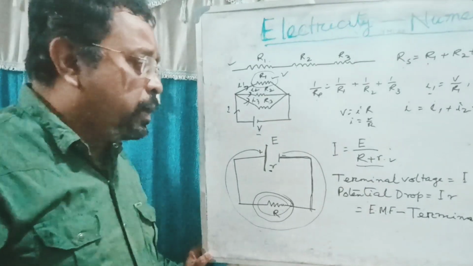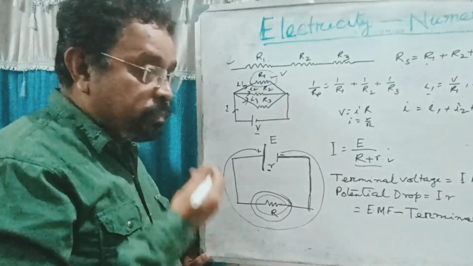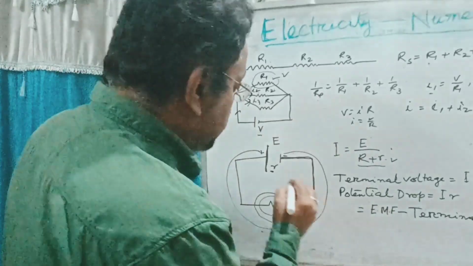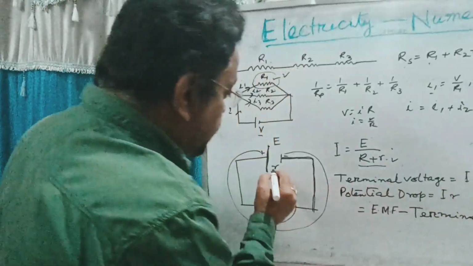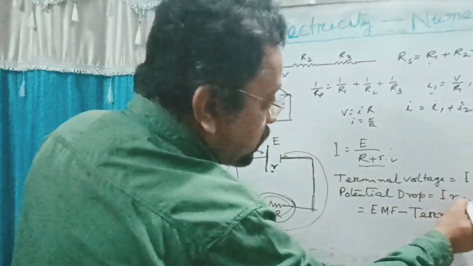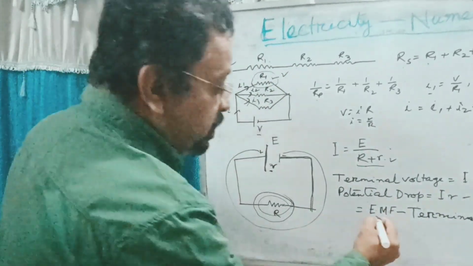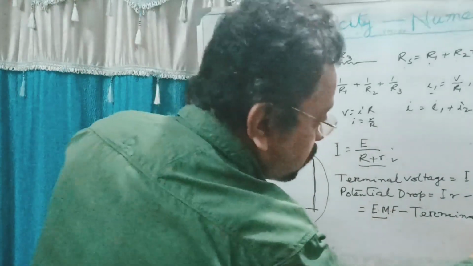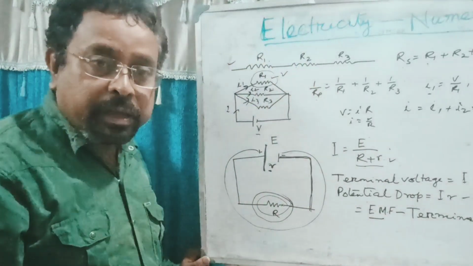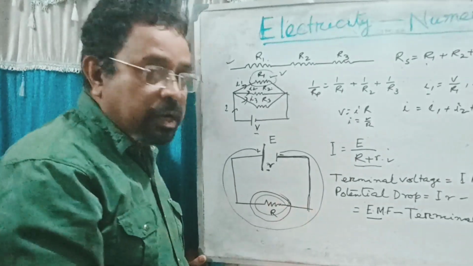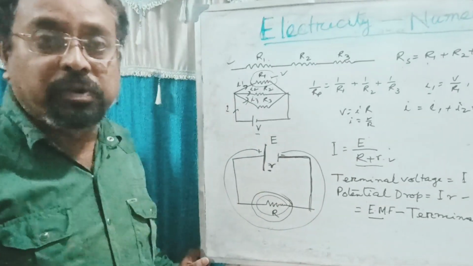Am I clear? Now potential drop. What is potential drop? Potential drop is given by I into the internal resistance, small r. This is the internal resistance. Or you can find potential drop by EMF minus the terminal voltage. Okay, is it clear to you? So potential drop is equal to EMF minus terminal voltage.